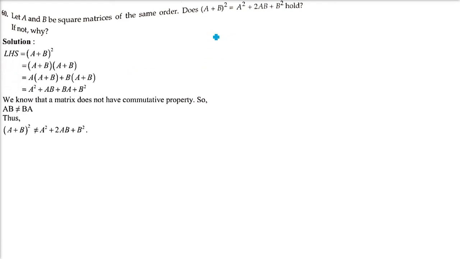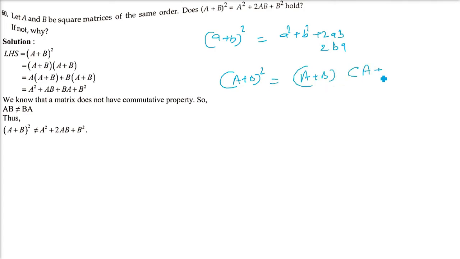Let A and B be square matrices of the same order. Does (A plus B) whole square equal A square plus 2AB plus B square hold? If not, why? Now, very simple property. Just keep in your mind that with normal values, when you do (A plus B) whole square, you get A square plus B square plus 2AB, because AB plus AB comes two times and AB and BA are equal. But when you do matrix multiplication, AB and BA are not equal because matrix multiplication is not commutative. So when we do (A plus B) whole square, just multiply each and every value.